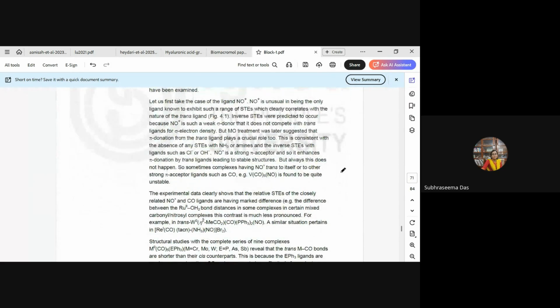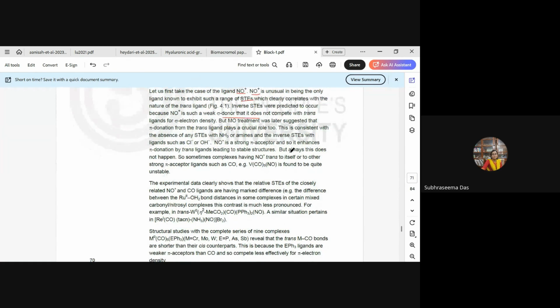For such cases, let us consider one example. We will consider the ligand NO plus. NO plus is unusual in being the only ligand known to exhibit a very large range of STE, which clearly correlates with the nature of the trans ligand. Inverse STEs were predicted to occur because NO plus is a weak sigma donor and it does not compete with the trans ligand.